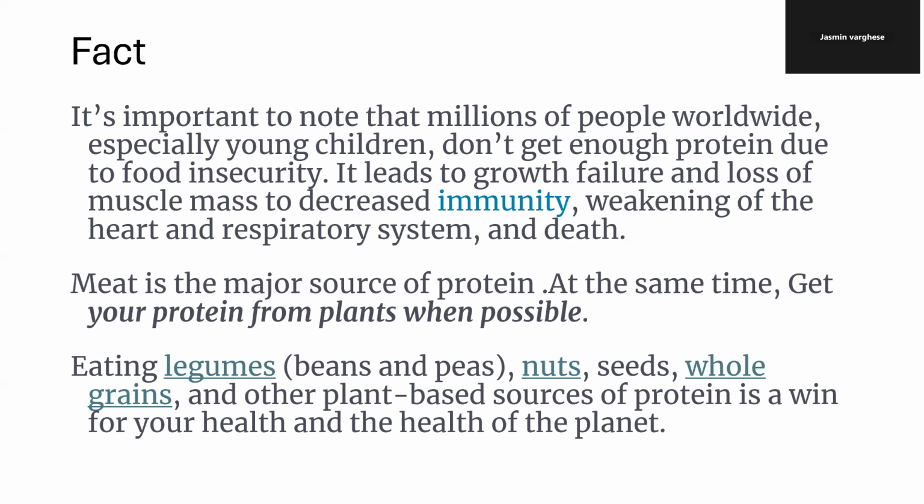And what is the main source of protein? Protein means meat. At the same time, get your protein from plants also whenever possible. Eating legumes like beans, peas, nuts, seeds, whole grains, and other plants are good sources of protein. So it is important to take enough protein to maintain immunity.